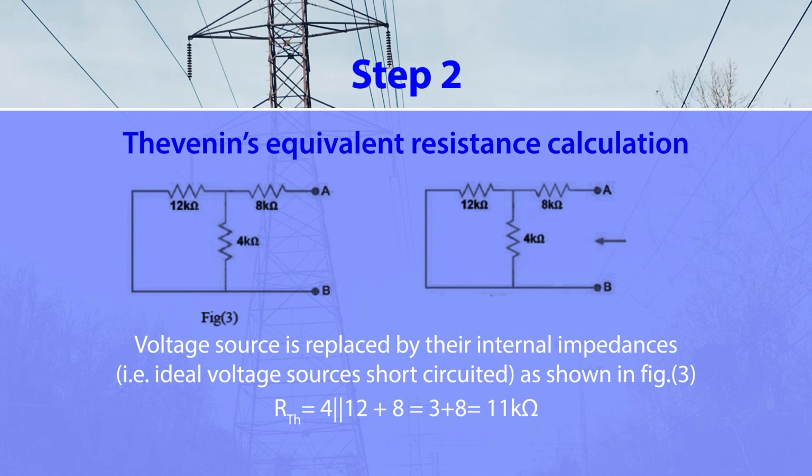So the voltage source is replaced by its internal impedance, or you can say resistance, because we are talking about the DC circuit. So RTH can be calculated as the equivalent parallel resistance of 12 kilo ohm and 4 kilo ohm, and this equivalent resistance is added with the 8 kilo ohm resistance. If you calculate the equivalent resistance of 4 kilo ohm and 12 kilo ohm, it comes equal to 3 kilo ohm, and this 3 kilo ohm is added with 8 kilo ohm. So the equivalent resistance is 11 kilo ohm. So this is how you can calculate the Thevenin resistance.